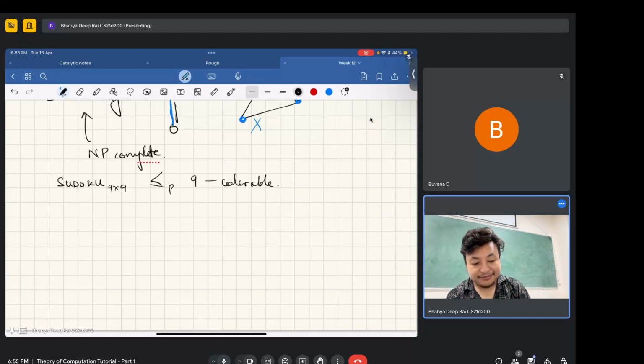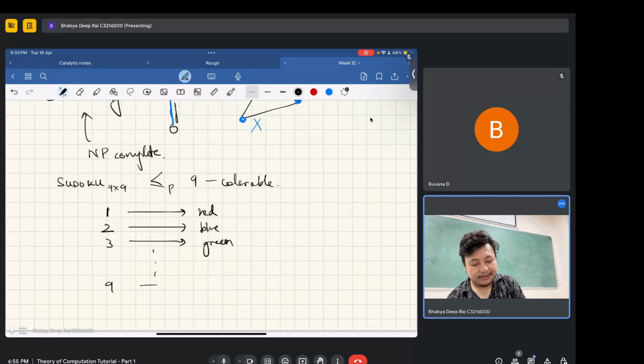Interestingly, the answer is yes. You can actually transform a Sudoku to a graph. How do you do that? Take 1 and assign a color, red. Take 2 and assign another color, blue. And 3, assign a color, green. And assign unique colors, and so on till 9. Say 9 is purple.